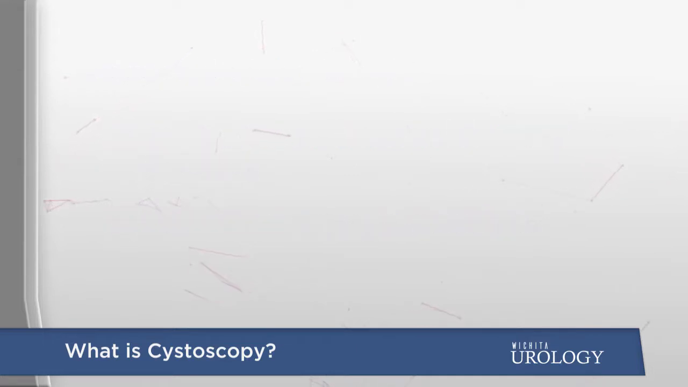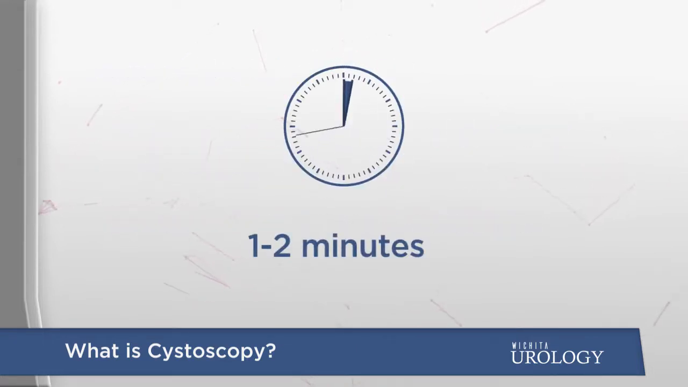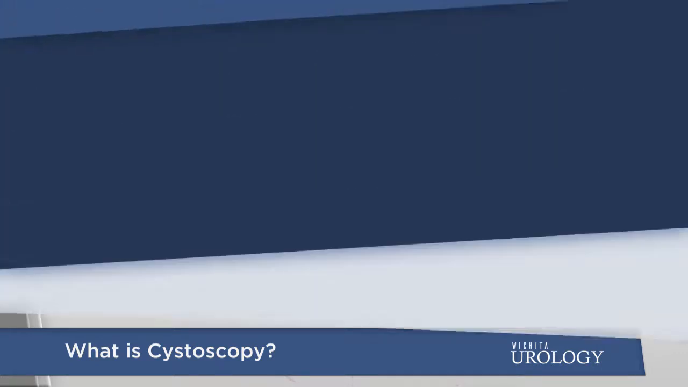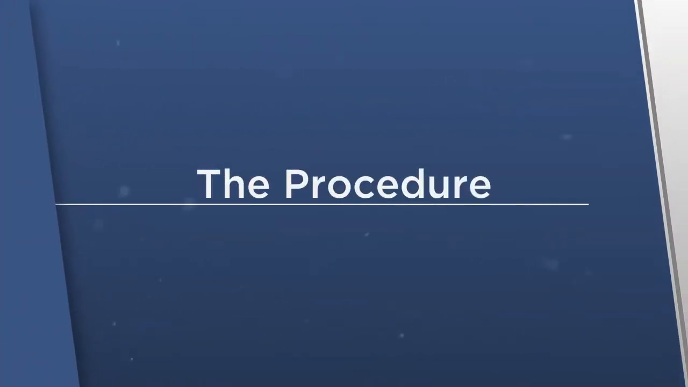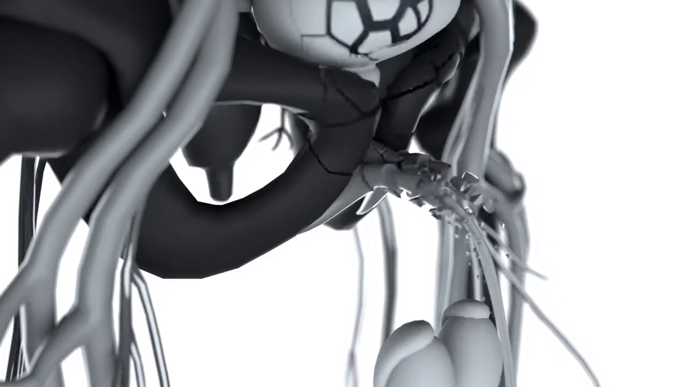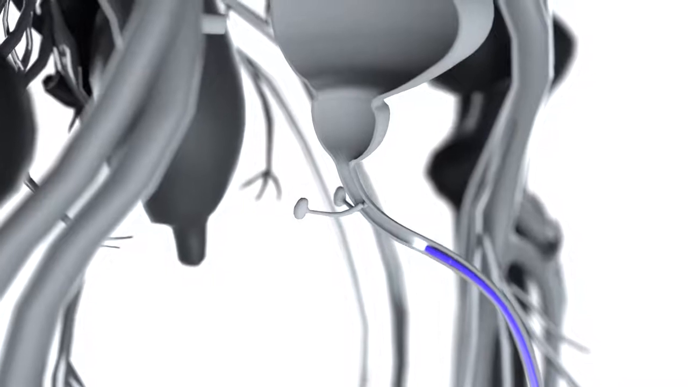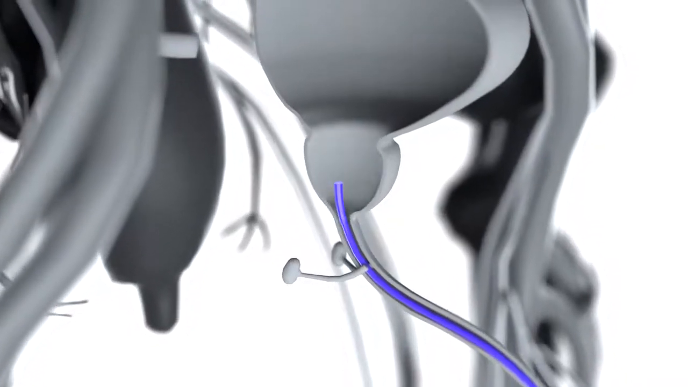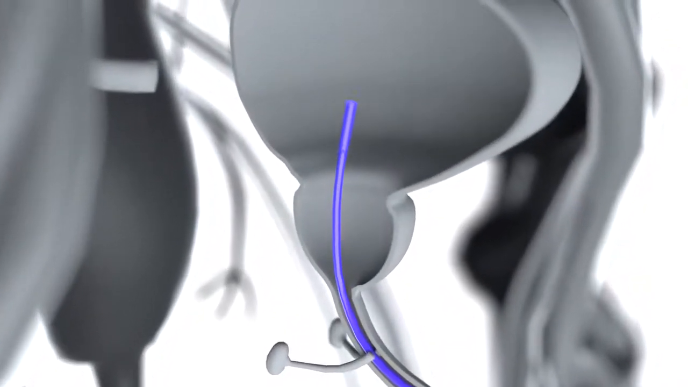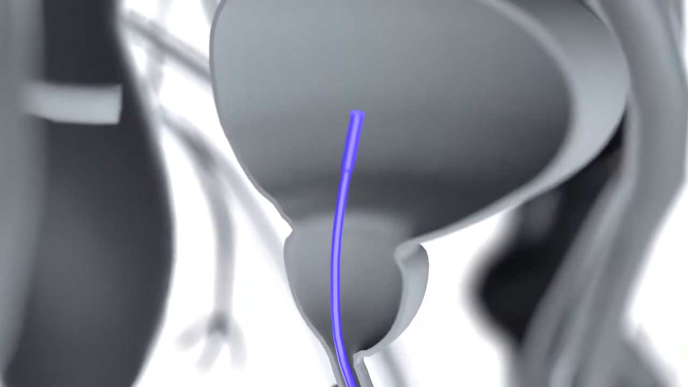No matter what the reason, the procedure is very common and takes only 2 minutes to perform. The procedure: a flexible fiber optic telescope is lubricated and inserted into the urethra, allowing the physician to see the urethra and check for any abnormalities. The scope will then pass through into the bladder to look for polyps, tumors, or any other irregularities that may be causing the urinary problem.